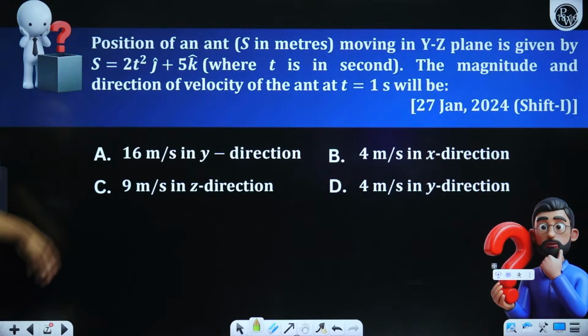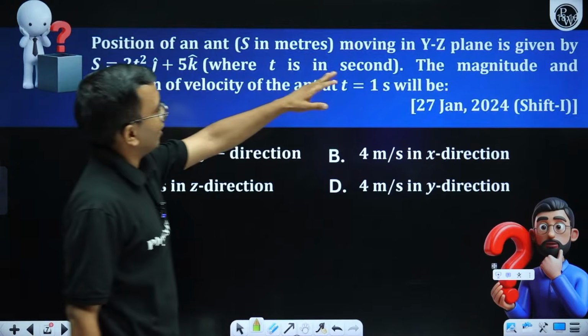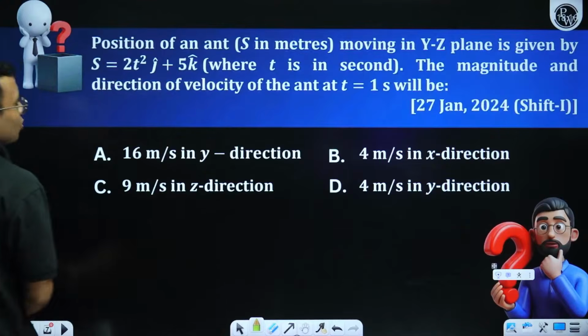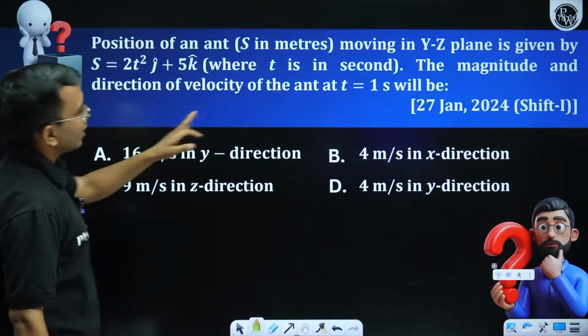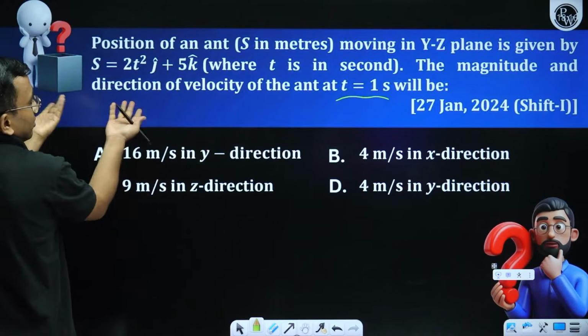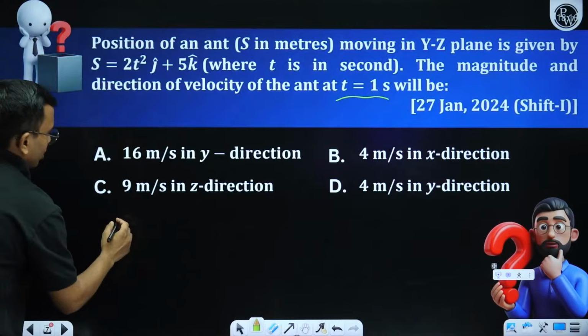What is asked here? Position of an ant moving in the YZ plane is given like this. This is how the position is varying. The magnitude and direction of velocity at t equals 1 second is. Okay, I need just the magnitude and direction of velocity. So this is the position.